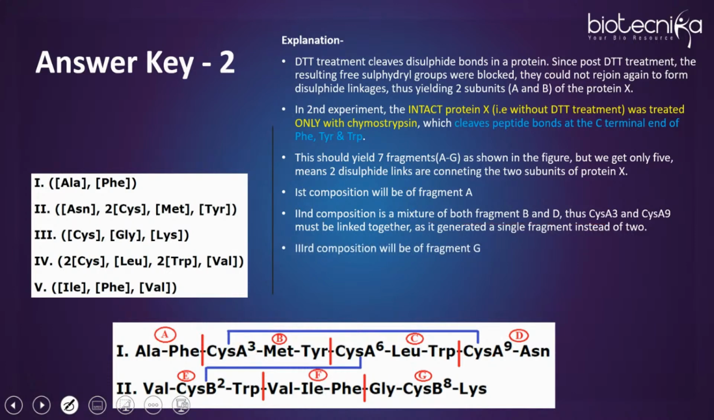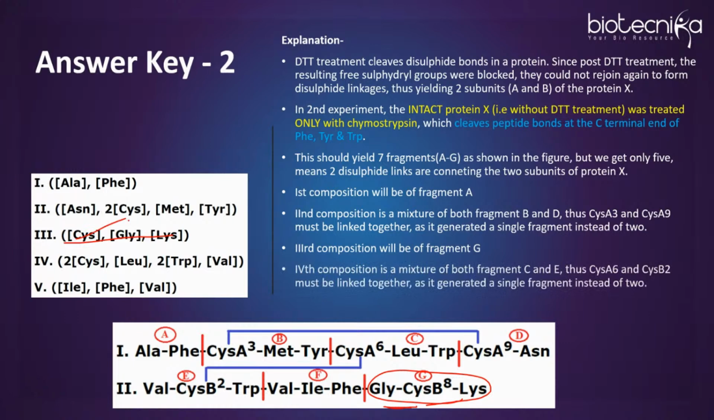Now, in the third composition you see cysteine, glycine, and lysine. So that is your fragment G. Yes, over here you can see glycine, lysine, and cysteine. This is your fragment 3. Okay, fine. In the fourth composition, again 2 cysteines are there. You have one leucine, 2 tryptophan, and valine. Now, here you have leucine and tryptophan, and here another tryptophan is there. Valine is also there, and 2 cysteines are there.